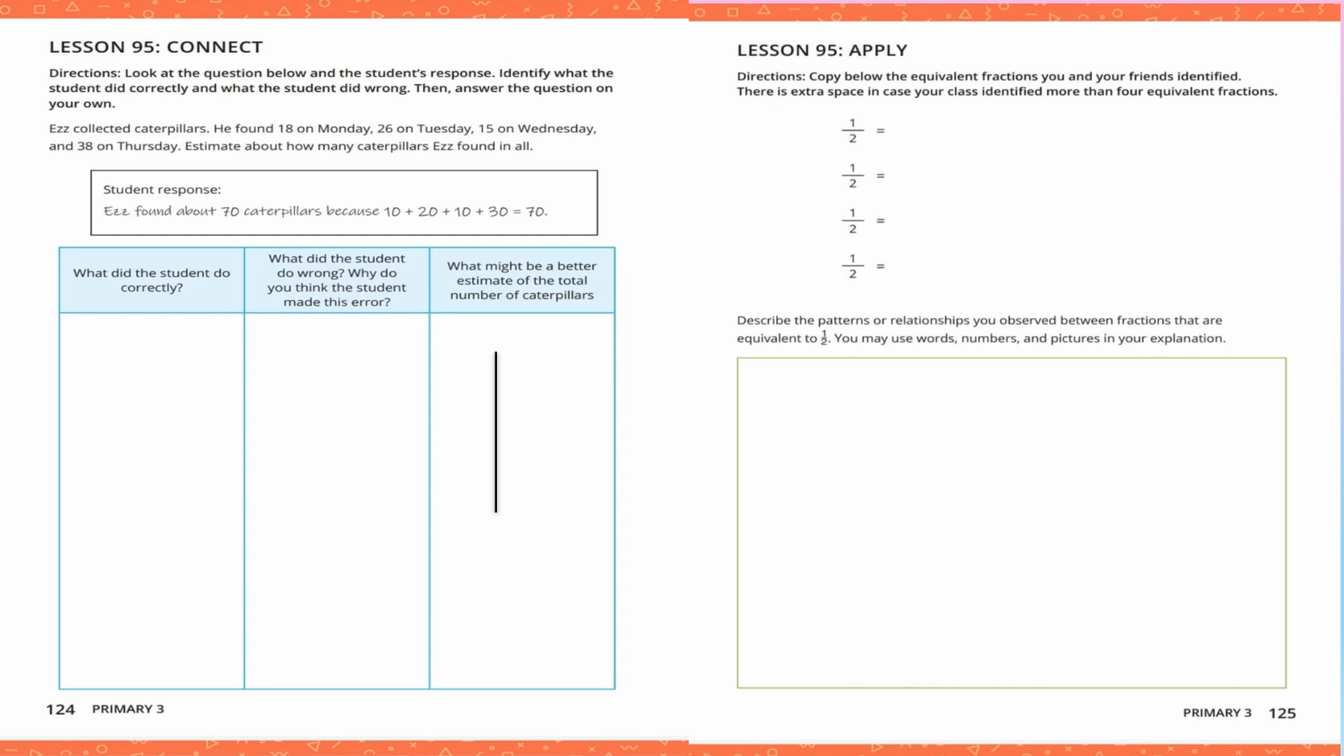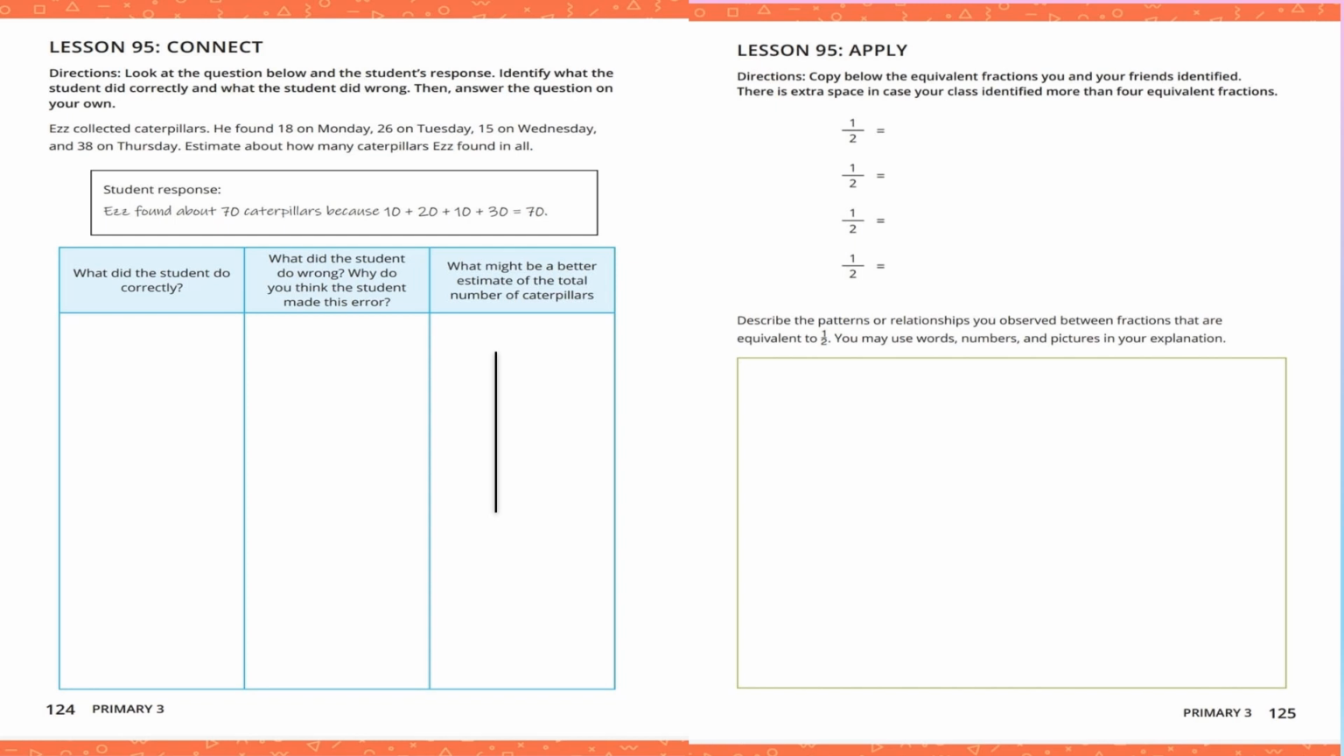Lesson 95. A student collected caterpillars. He found 18 on Monday, 26 on Tuesday, 15 on Wednesday, and 38 on Thursday. Estimate about how many caterpillars he found in all. Student response: I found about 70 caterpillars because 10 plus 20 plus 10 plus 30 equals 70.